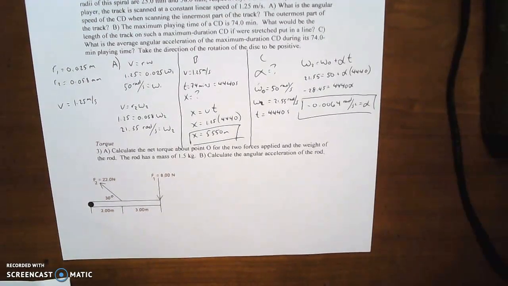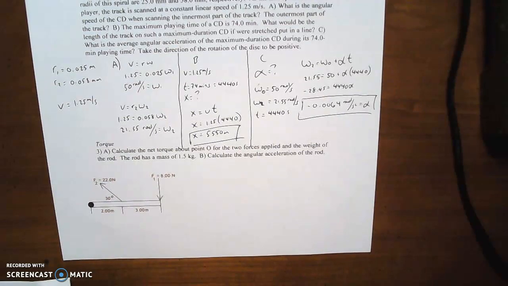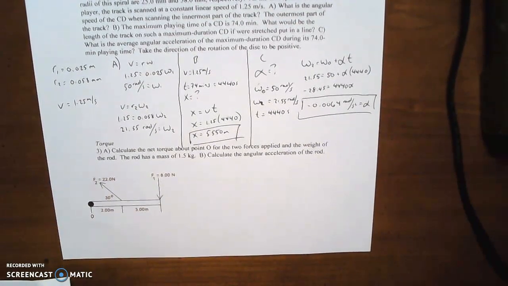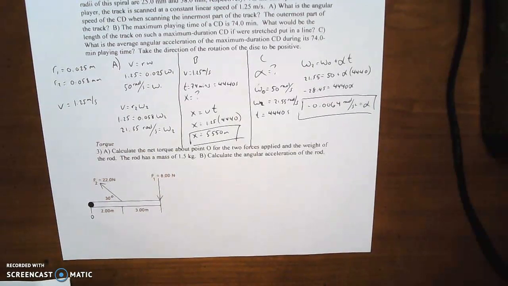On number 3, it asks us to calculate the net torque about the point O, which is this point right here, for the two forces applied and the weight of the rod. The rod has a mass of 1.5 kilograms. Calculate the angular acceleration of the rod.